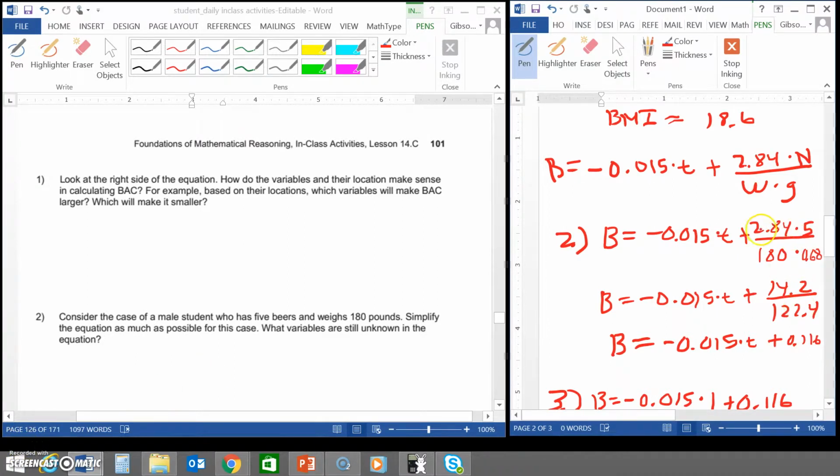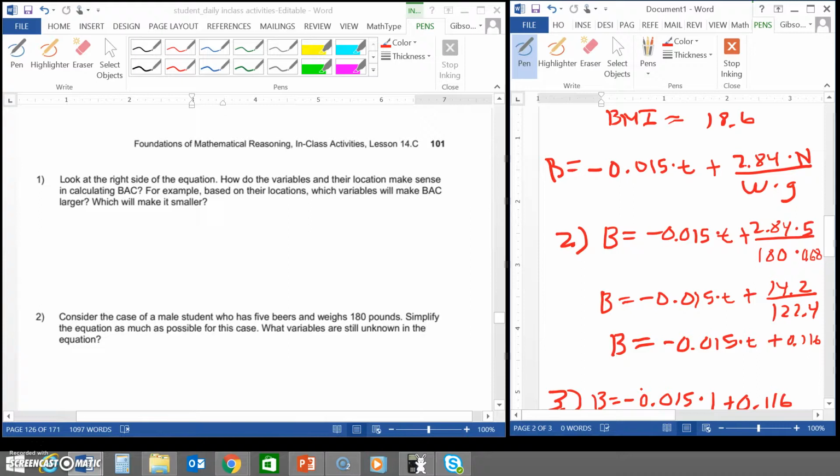Now when we multiply these values, 2.84 times 5 is 14.2. 180 times 0.68 is 122.4. So we have a negative 0.015 times t plus 0.116 when you divide this out. Okay, so this is your new formula, the simplified formula.